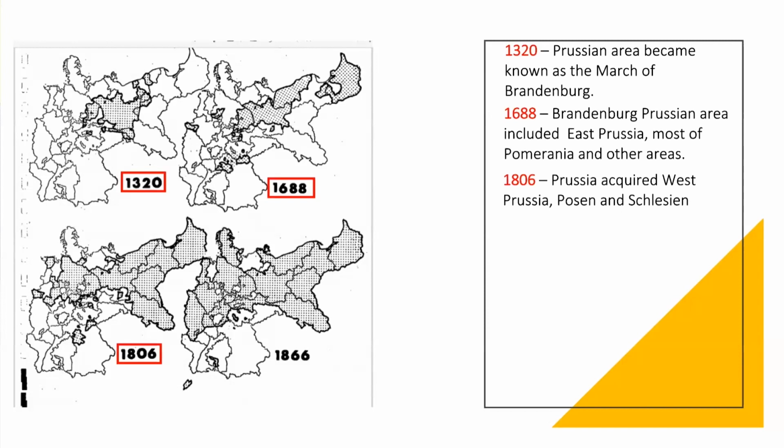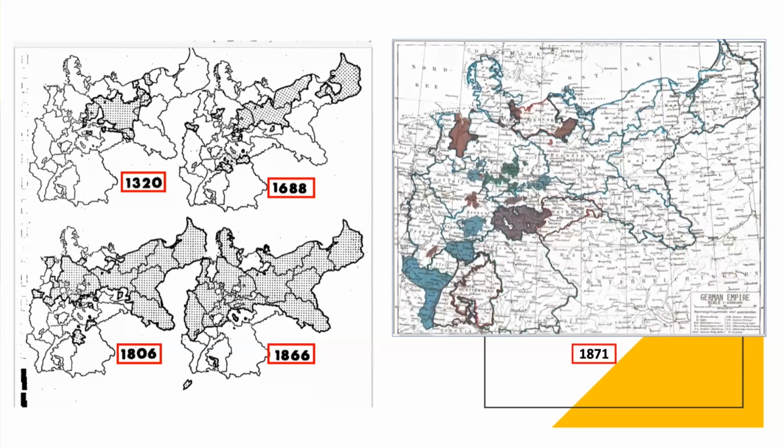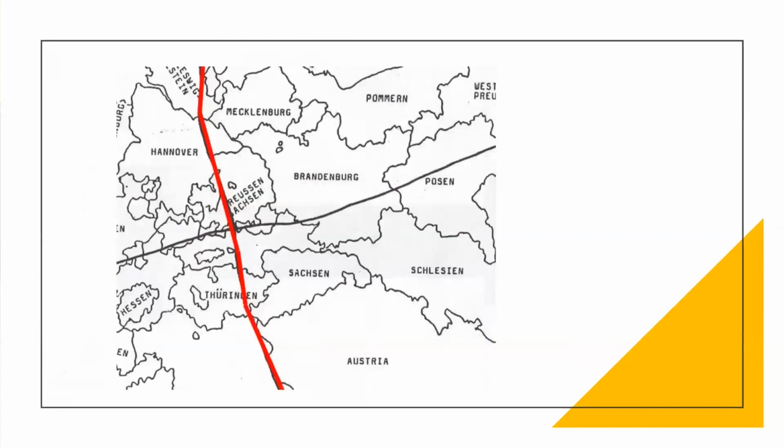By 1806, Prussia acquired the areas of West Prussia, Posen, and Schlesien. Between 1815 and 1866, Prussia added the areas of Saxon, Rhineland, Hesse-Nassau, Hanover, and Schleswig-Holstein. In 1871, the King of Prussia was crowned Emperor of the German Empire. Even though this is called the German Empire, much of the eastern area's culture is Slavic. One of the nobility areas in the Slavic area was the Kingdom of Saxony.